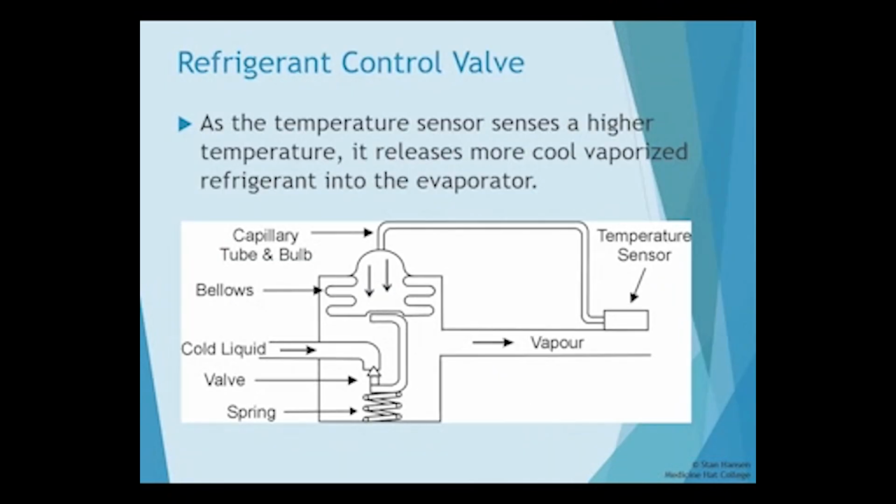The high-pressure cooled liquid from the condenser coil enters into the refrigerant control valve, which is a thermostatic expansion valve. It uses a temperature-sensing capillary tube and a bulb or a thermistor in order to control how much fluid goes into the control valve. And this controls the amount of refrigerant going into the evaporator coil.